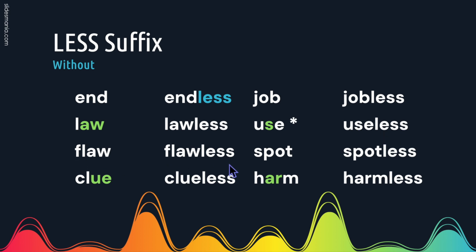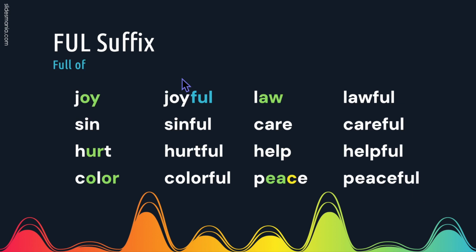Flaw, flawless. Spot, spotless. UE has a long U sound. So here we have clue, clueless. AR says R, harm, harmless. Full, with one L, is the suffix that means full of. OY says oi, so here is joy, joyful. Joyful means full of joy. AW says aw, law, lawful. Sin, sinful. Care, careful. UR says ur, hurt, hurtful.